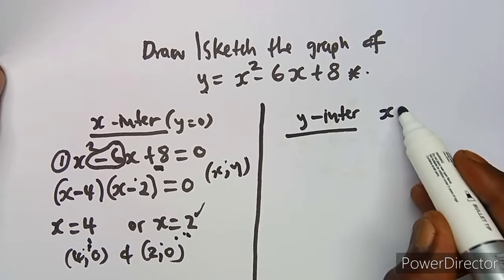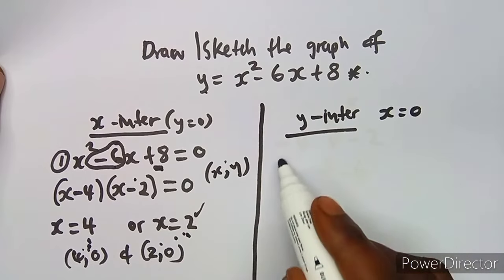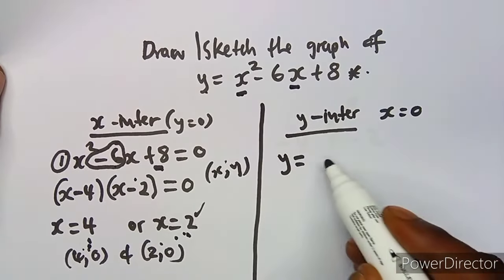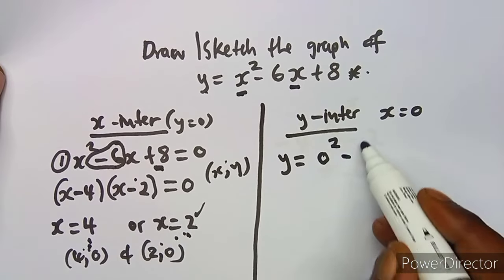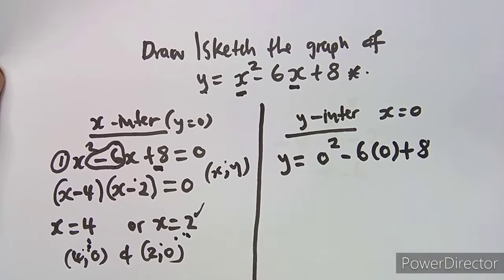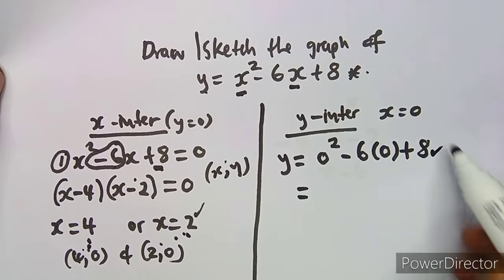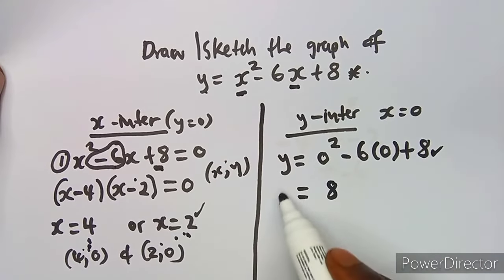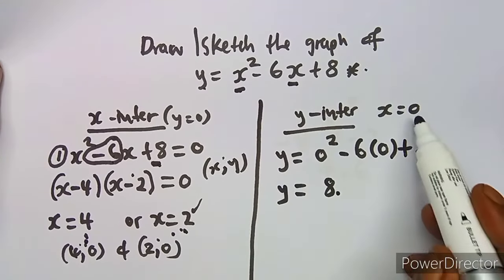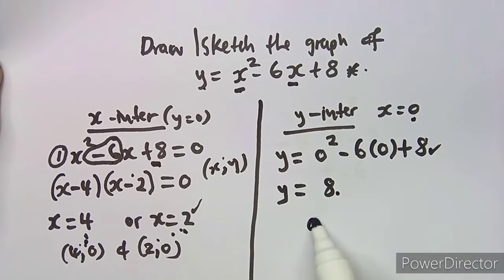So for the y-intercept, x is equal to 0, we know that. So we are going to have y is equal to, this time you substitute in place of x, so that's 0 squared minus 6 times 0 plus 8. All right, so from your calculator, you are going to obtain +8 if you simplify this properly. So that's the y-intercept: where x is equal to 0, y is equal to 8.